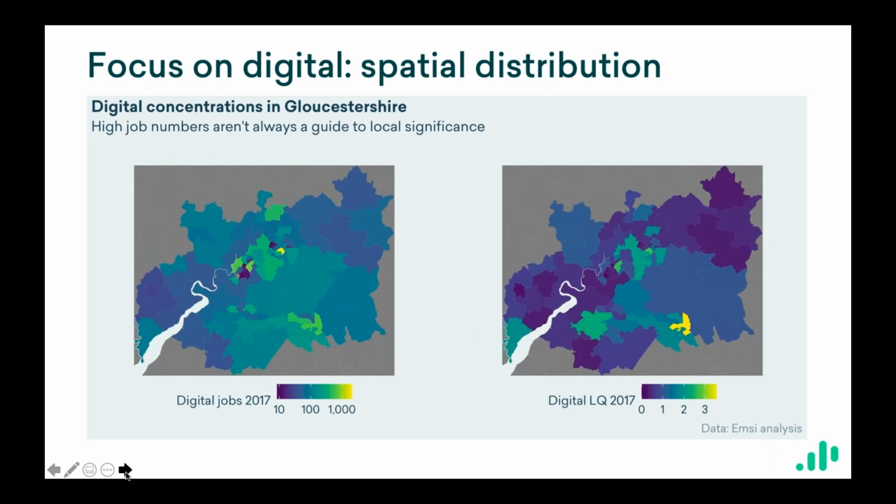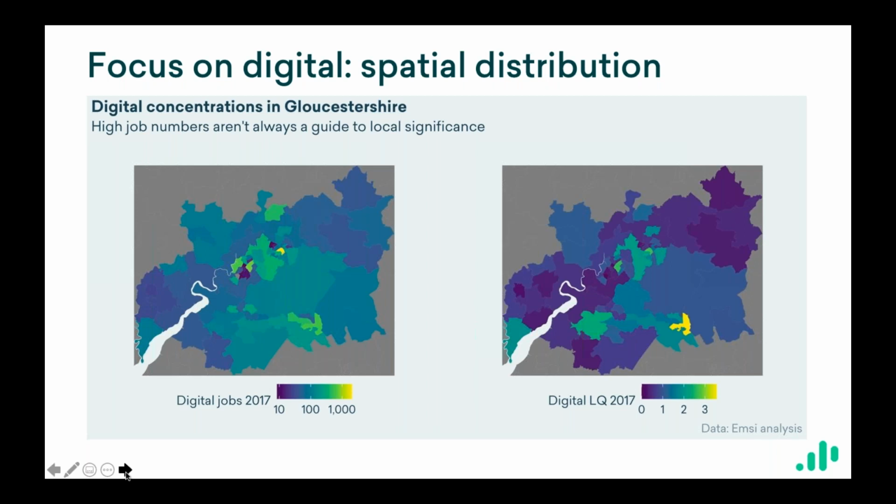But then the chart on the right uses location quotient, and so what it does is it shows where the jobs are concentrated. So that little blob of yellow at the bottom there doesn't have a lot of jobs in there in volume terms, but compared to the local labour market and the number of jobs there, it is really quite high. So that gives you a sense of how the actual number of jobs and their concentration can change.